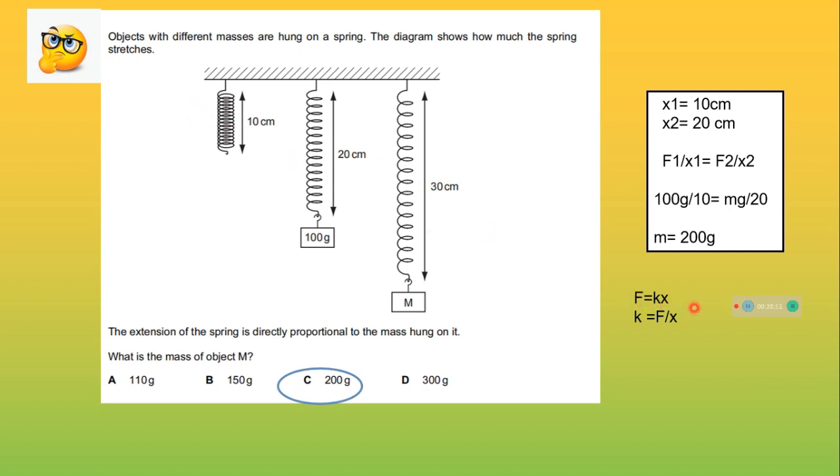F is equal to kx and k is a constant which is F by x. So F1 upon x1 is equal to F2 upon x2. 100 g divided by extension 10 centimeter, 20 minus 10, is equal to mass into g, because we know F is equal to mg, divided by 20. So mass m is equal to 200 gram. Option C is right here.